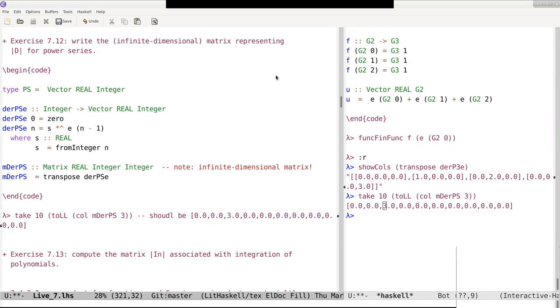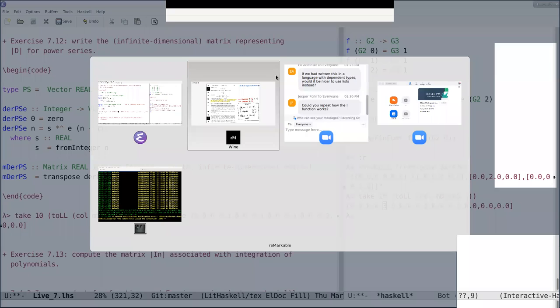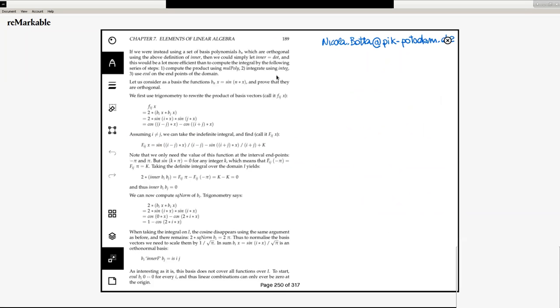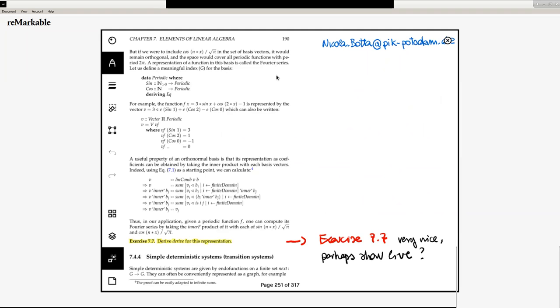Right. So this exercise 7.12 was not very difficult, actually. Let's move on a little bit. We skip this part. I'm talking without showing you what I'm talking about. So we are skipping this extra part on the inner product for function and Fourier series, but I just wanted to point out that at the end of this, there is an exercise 7.7, which is actually very, very nice and does not require reading the whole part in order to be solved.